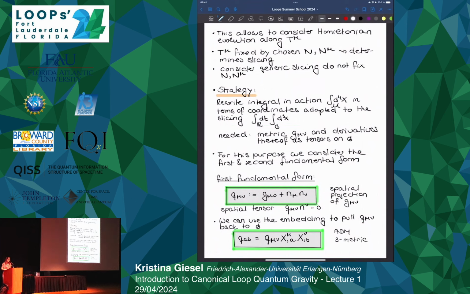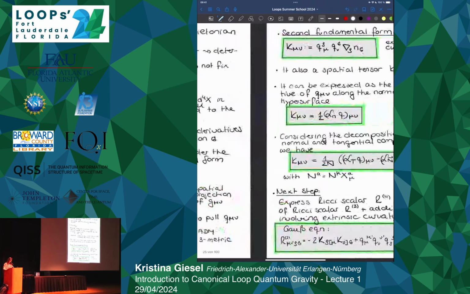And we can use the embedding map in order to pull the spatial projection of G to sigma, just in this form. And then we have the so-called ADM metric, which now has indices related to the labeling that we were using for the sigma manifold. So this is QAB. And this is what people call the ADM3 metric.